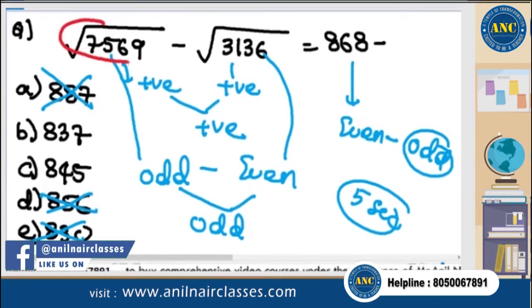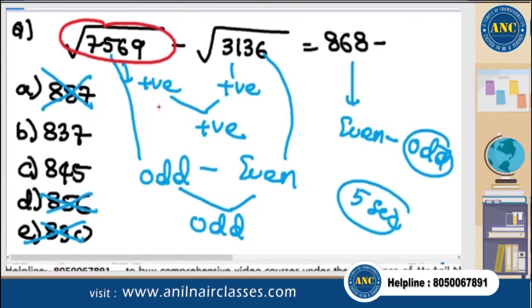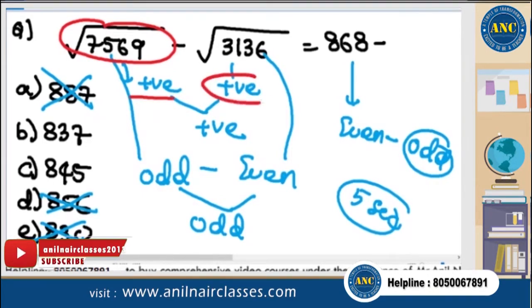Square root always gives a positive number. Square root always gives a positive. This is positive, positive.